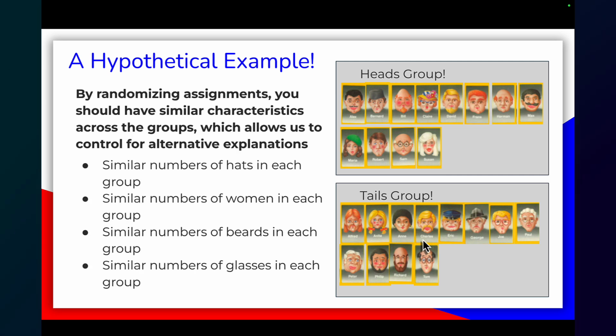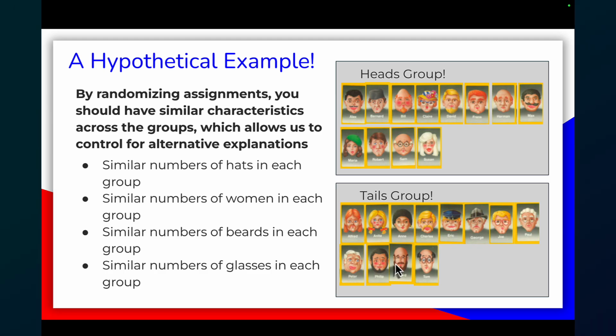Now, by randomizing assignments, we should have similar characteristics between the two groups, which allows us to control for alternative explanations, okay? So for instance, we have a similar number of hats in both groups. This group has 3 hats, right? And this group has 2 hats. We also have a similar number of women in both groups. We have 3 women in the heads group, and we have 2 women in the tails group. We also have a similar number of beards in each group, right? We have 2 in the heads group, and we have 2 in the tails group.